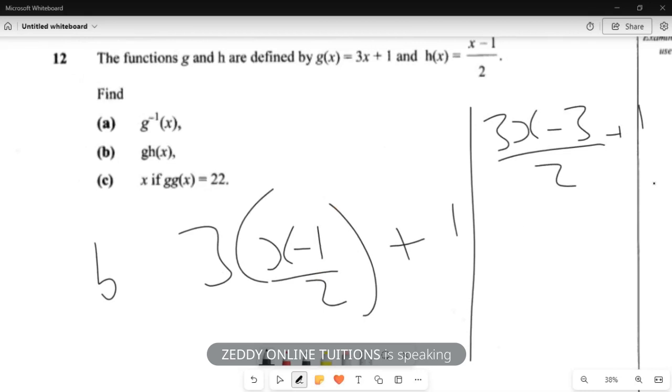How further can we continue? So that is 3x. What is minus 3 plus 1? That is negative 2, right? Over 2, right? How best can we simplify this? Can we simplify this further, or we just leave it here? It's okay to leave it there, right?